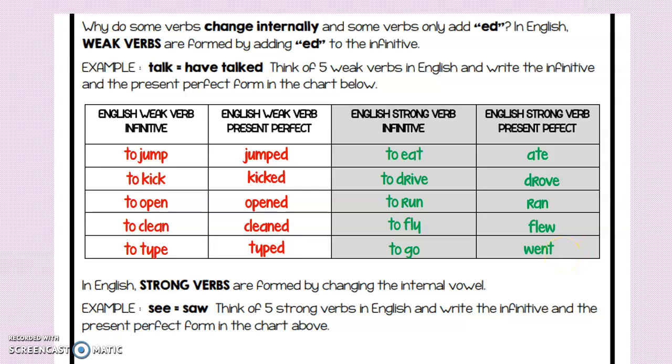So the good news is, the rule of thumb is, if a verb is strong in English, it's probably strong in German. If a verb is weak in English, it's probably weak in German. Now, there are some exceptions to this, but it's a great rule of thumb to ask yourself, is this verb weak in English? If so, it's probably weak in German.